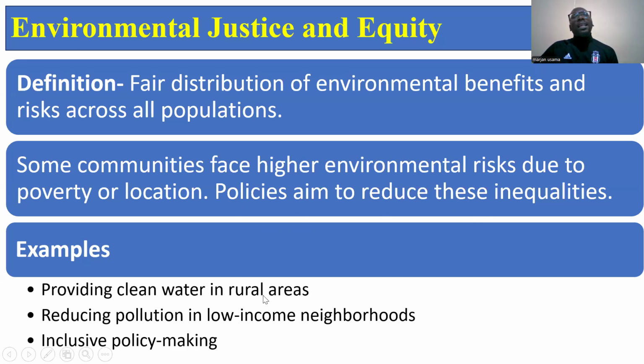So for example, providing clean water in rural areas, reducing pollution in low-income neighborhoods, then inclusive policy making. And this is one of the most important things. In our next lesson next week, we shall be talking about stakeholder engagement, and we shall talk more about inclusivity, because we have many people living in a country. So before you come with any policy, you need to ensure that each and every person has taken part in the policy drafting and implementation.